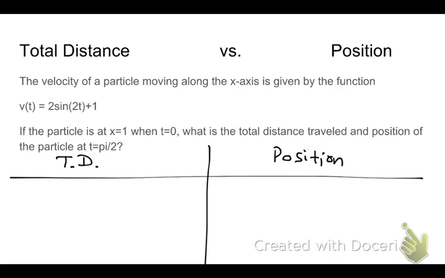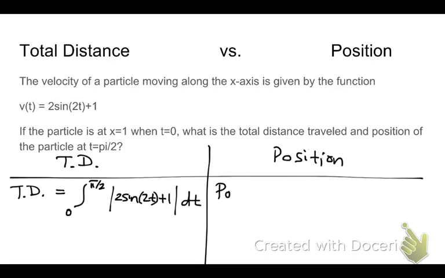All right, so for total distance, remember that it's the absolute value function, so the total distance equals the integral from 0 to pi over 2 of the absolute value of this velocity function. So the absolute value of 2 sine of 2t plus 1 dt. All right, so there's the integral for total distance.